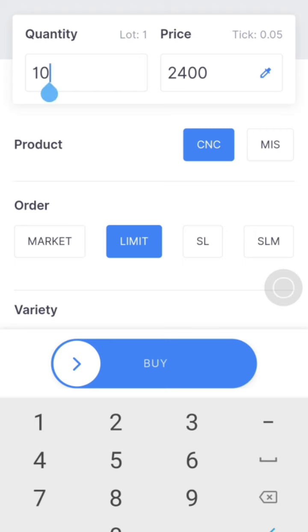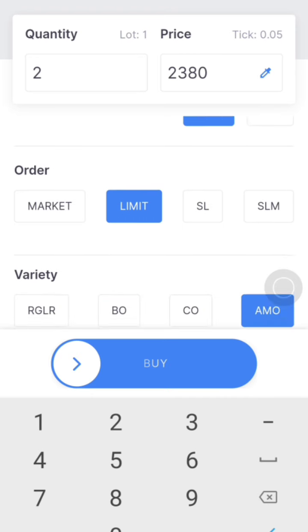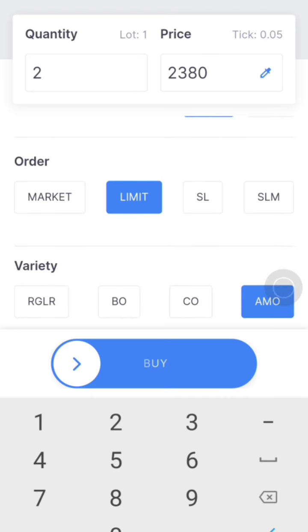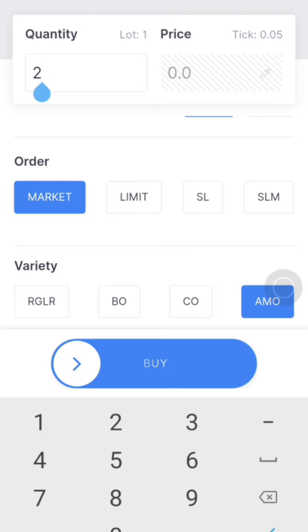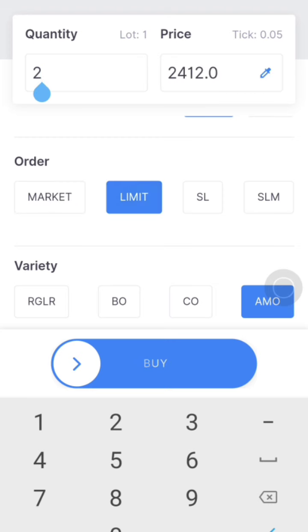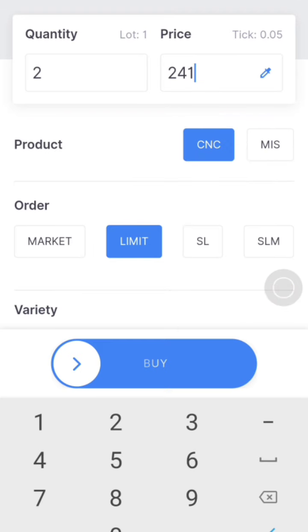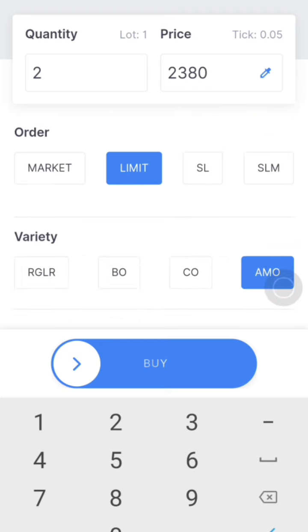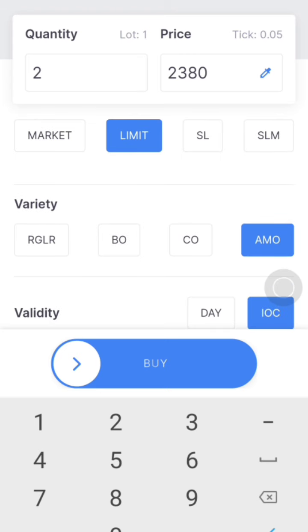Let's do some demo. Let's say I want to buy 2 shares of Bajaj Finance. Now the price is 2406. Let's say I want to buy at 2380. Okay, I put CNC and here I put limit. If I put market, it will always purchase at the market price. If I put limit, I want to purchase at 2380, so I put a limit of this, and for variety I input regular.